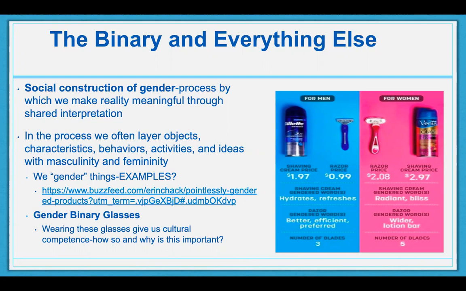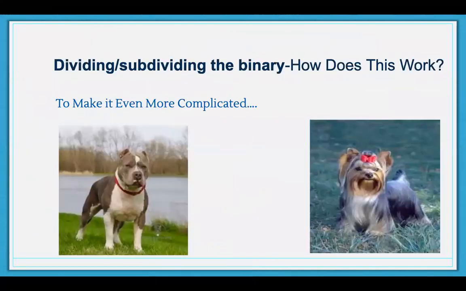And so your book makes this point. It's not just that we construct male bodies and female bodies and we label them as masculine and feminine, men and women, but we often layer objects, characteristics, behaviors, activities with these terms masculinity and femininity. We gender things. And we don't just gender things, right? I'm going to come back to gender binary glasses, but we divide and subdivide the binary. And that makes it even more complicated, right?